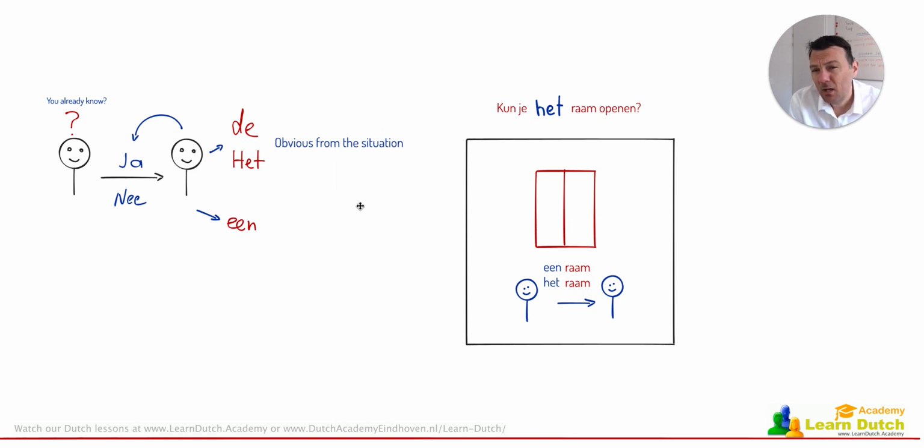Sometimes it is obvious from the situation. Maybe I don't know yet, but it's obvious from the situation that there is only one, so I mean this one. In that case, you can use the definite article. Kun je het raam openen? Is it difficult? No? Then I have a question for you.